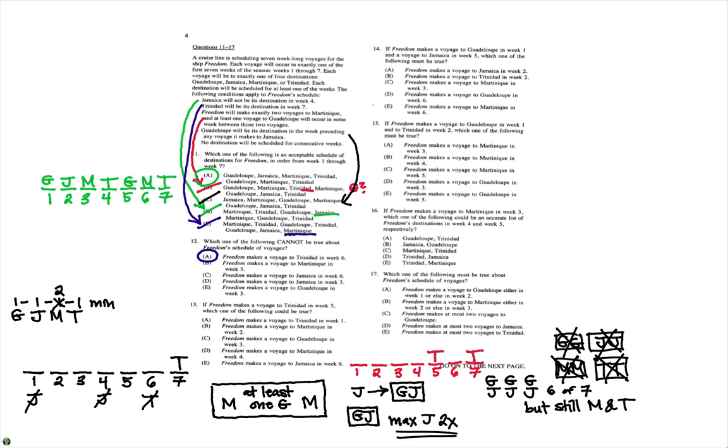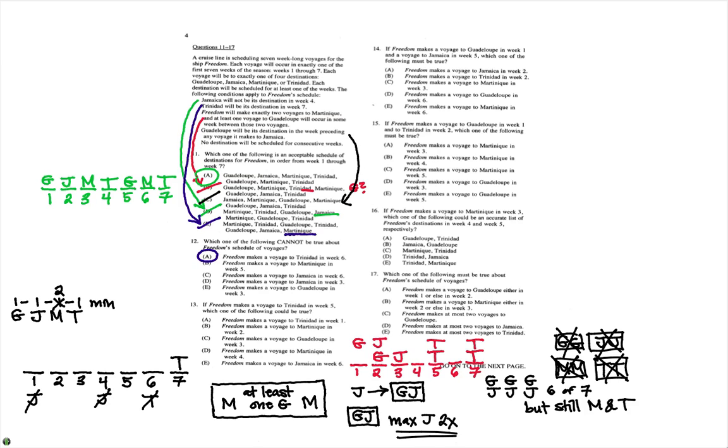But if you notice, we do know something about Jamaica. Jamaica can't come 4th, can't come 1st. So there's really only 2 possibilities for Jamaica. One is in week 3, which would make Guadeloupe come 2nd. The other possibility would be that Jamaica comes in week 2 with Guadeloupe showing up in week 1. Again, we already know Trinidad's in week 5 and 7.